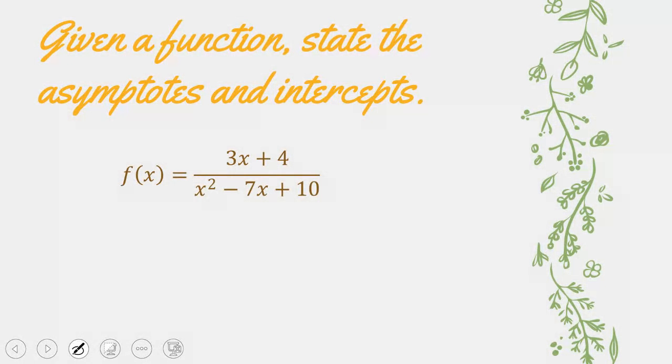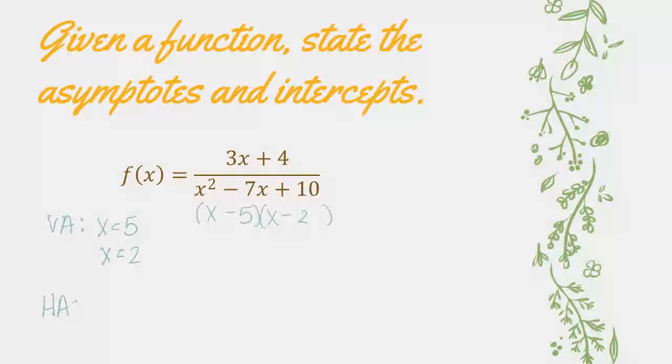We also need to be able to look at a function and state the asymptotes as well as the intercepts. So given this function, let's start with our vertical asymptotes. Remember that those are the values that make the denominator equal to 0. I need to factor this first to figure out what those are. And I can see that I would have a vertical asymptote at 5 and one at 2 because those values would both make the denominator equal to 0. Now remember, horizontal asymptotes have to do with the degree of the numerator and the denominator. If the degree of the numerator is bigger, there's no asymptote. If the degrees are the same, then it's the leading coefficients.